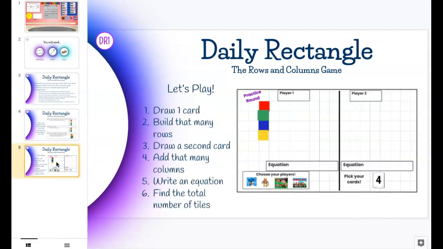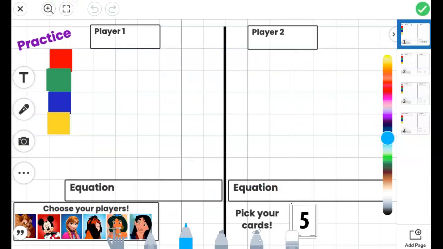Now let's play the game. Remember, when we play, we first start by drawing 1 card, and then we build that many rows. Then we draw a second card and add that many columns. Then we write our equation and find the total number of tiles. Let's have our practice round.